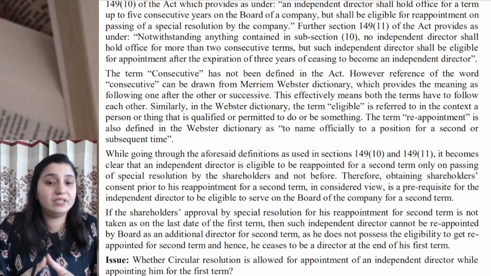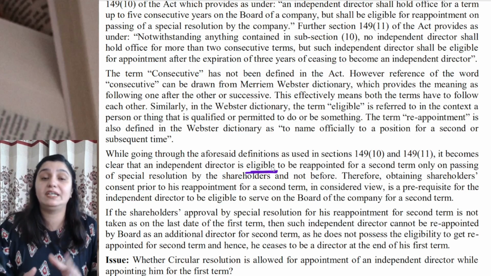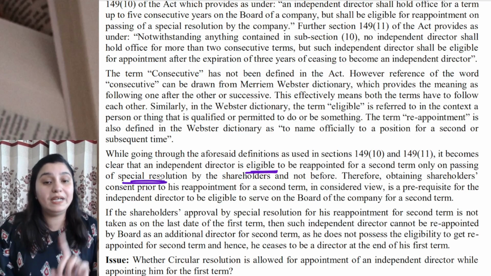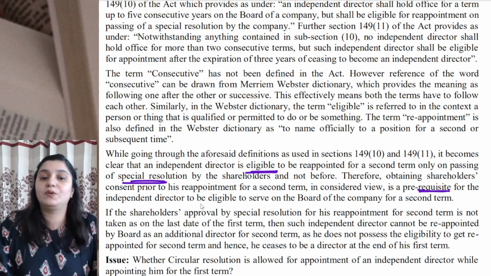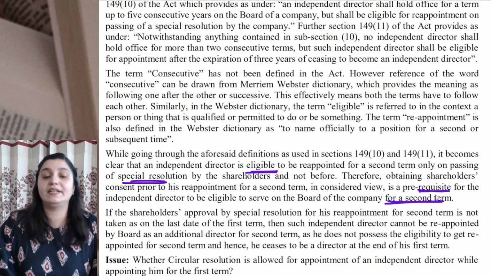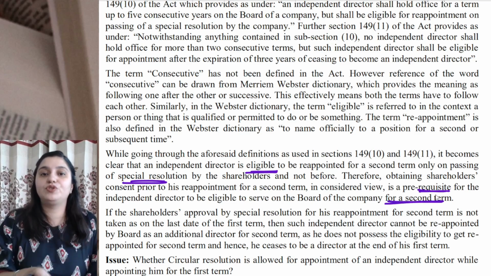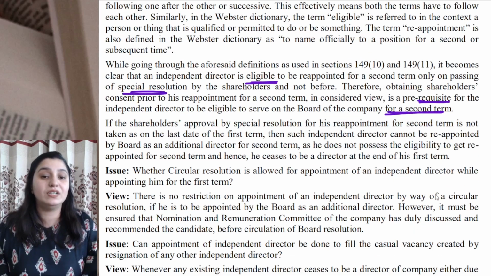So while going through the definitions, it becomes clear that an independent director is eligible to be reappointed for a second term, definitely, and that too by special resolution. Therefore, obtaining shareholders' consent prior to his reappointment is a prerequisite to be eligible for a second term, because now we say he has to be approved through a special resolution. So we can say that yes, a prior approval is needed.